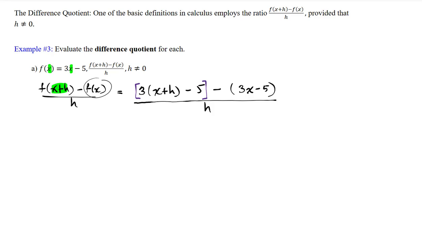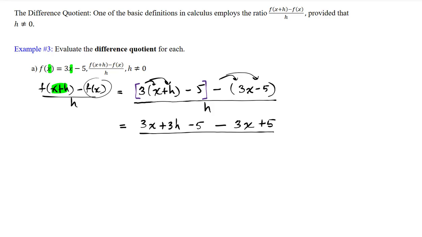Next, we would evaluate using the order of operations. Within the brackets, we're going to distribute the 3 through, which gives us 3x plus 3h, and then minus 5. And now subtract the quantity 3x minus 5, which is now negative 3x plus 5. Divide all this by h.